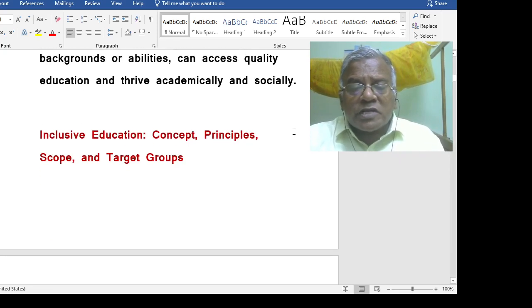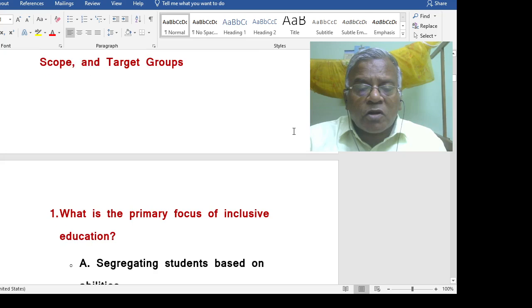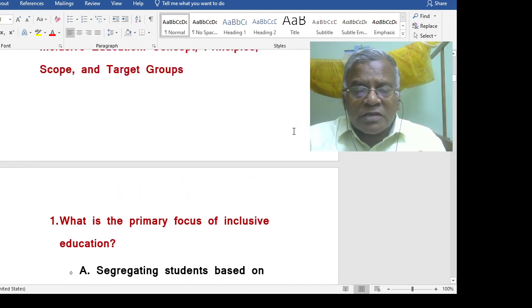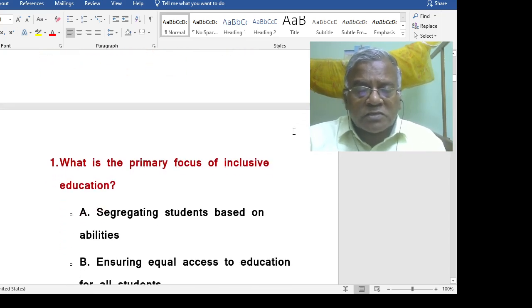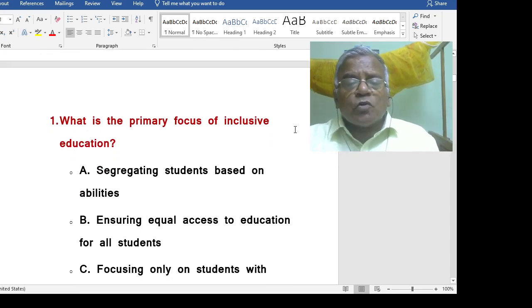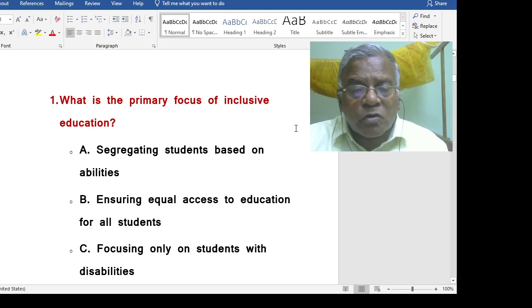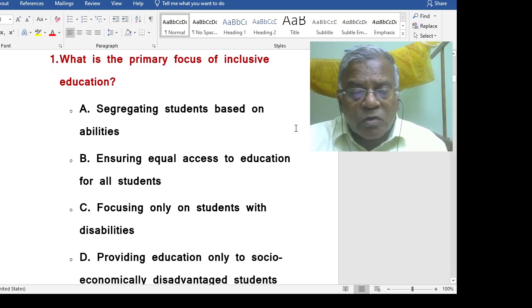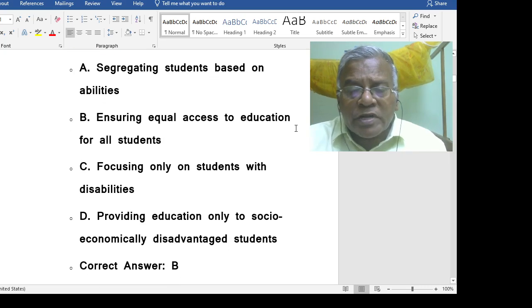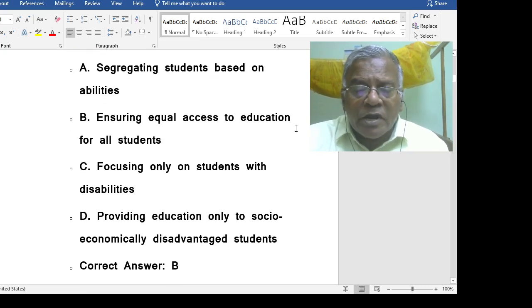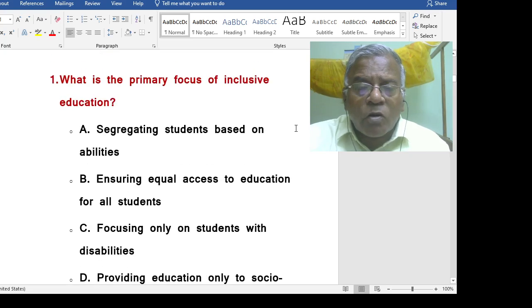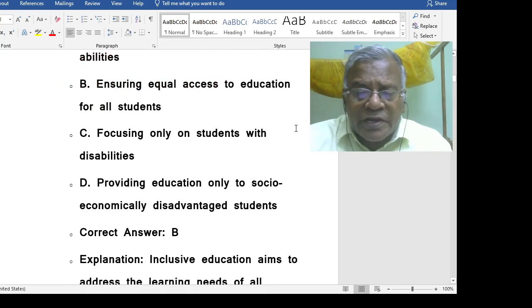Now, inclusive education, what is the concept, principle, scope, and target groups? With regard to this, what questions could be asked? What is the primary focus of inclusive education? Segregating students based on abilities? No. Ensuring equal access to education for all students? Yes. Focusing only on students with disabilities? No. Providing education only to socioeconomically disadvantaged students? That's also no. What is the idea here? Ensuring equal access to education for all students. That is the primary focus of inclusive education.